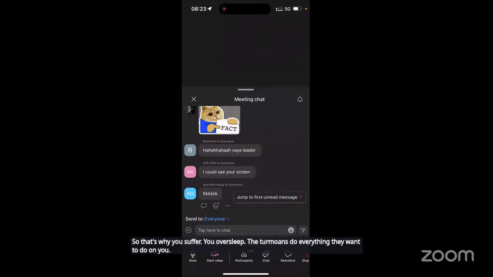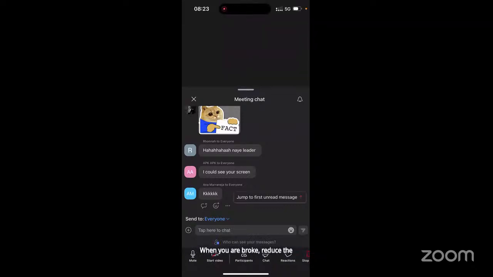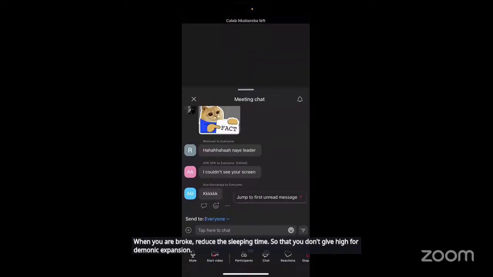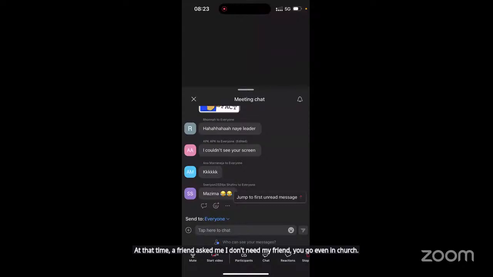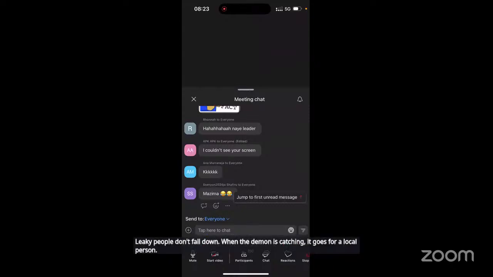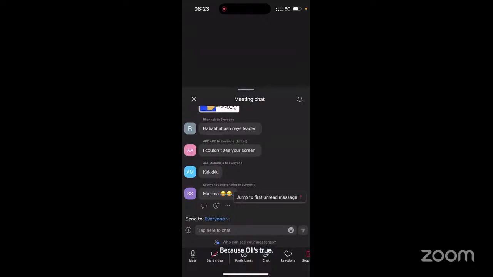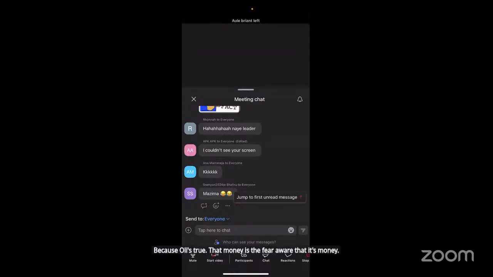When you are broke, reduce the sleeping time so that you don't give high room for demon expansion. The other time a friend asked me, I told him, my friend, you go even in church. Rich people don't fall down. When the demon is catching, it goes for a local person. Because also, demons fear where there is money. So the reason why you are suffocating is you oversleep and provide high room.